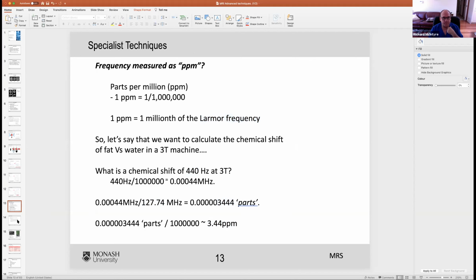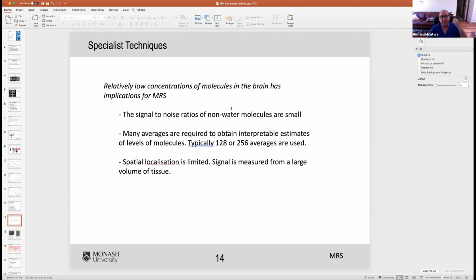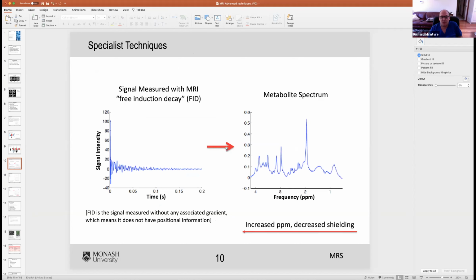All right. Now you could imagine that the signal we get from this free induction decay within a small voxel in the brain will be very small. We don't have any positional information. We just have a signal that's very, very small.